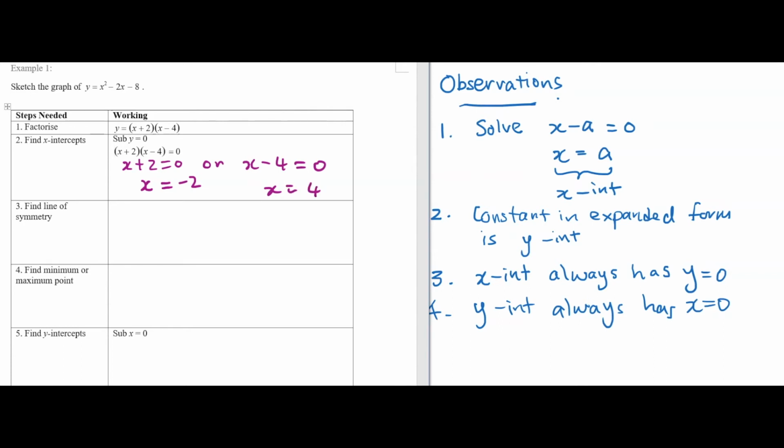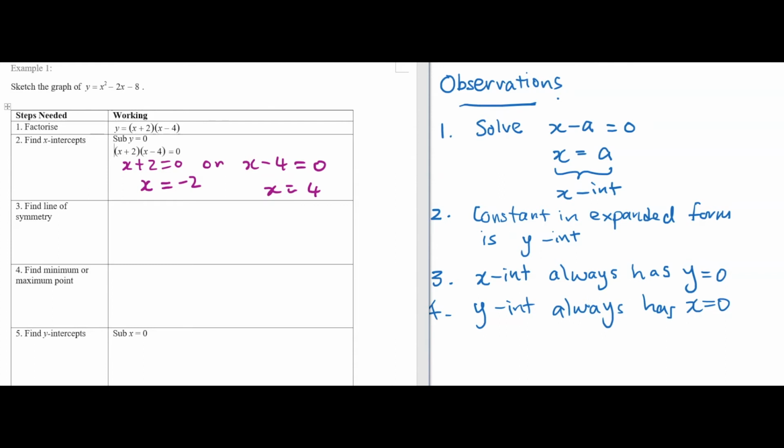Okay, so this is consistent with the fact that we observe that the x-intercept always have y coordinate of 0. So it's like we substitute y equals to 0 into the original equation, and then when we solve for the x, we simply get the x-intercept. So all these concepts, they are interconnected.